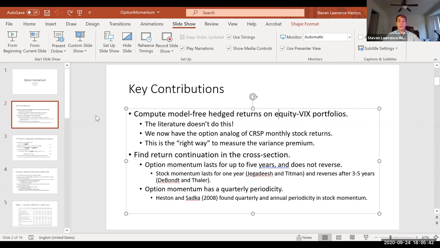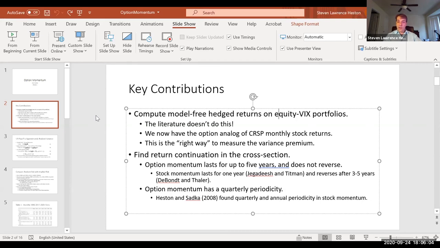In particular, option momentum has a quarterly periodicity. So it's stronger at some lags than it is at others. This is an interesting new finding. But the basic lesson is we have a methodology to measure returns, and we use this methodology to show option momentum.